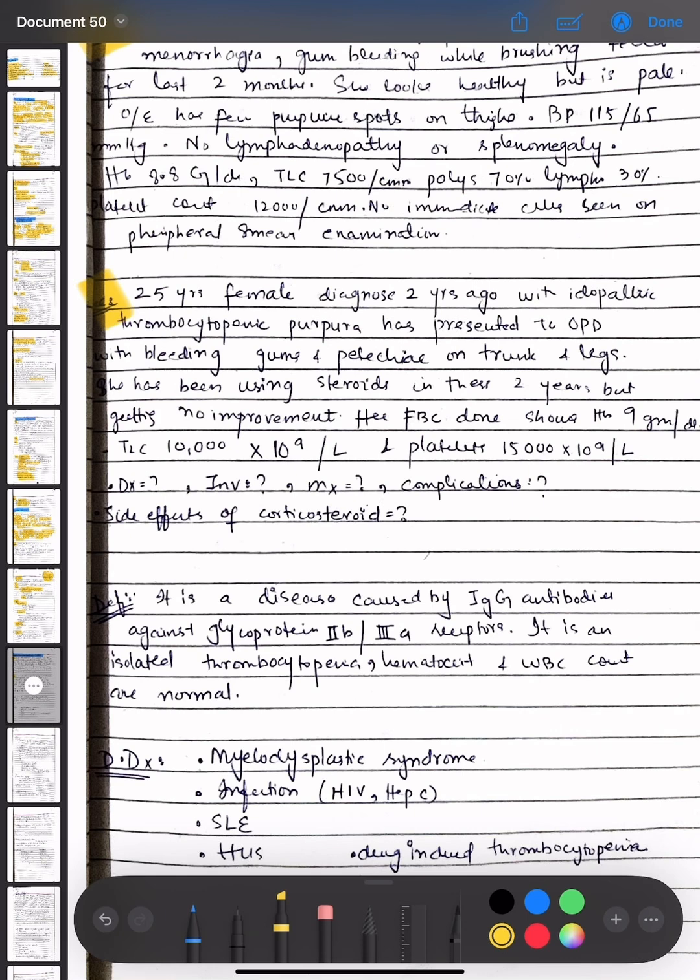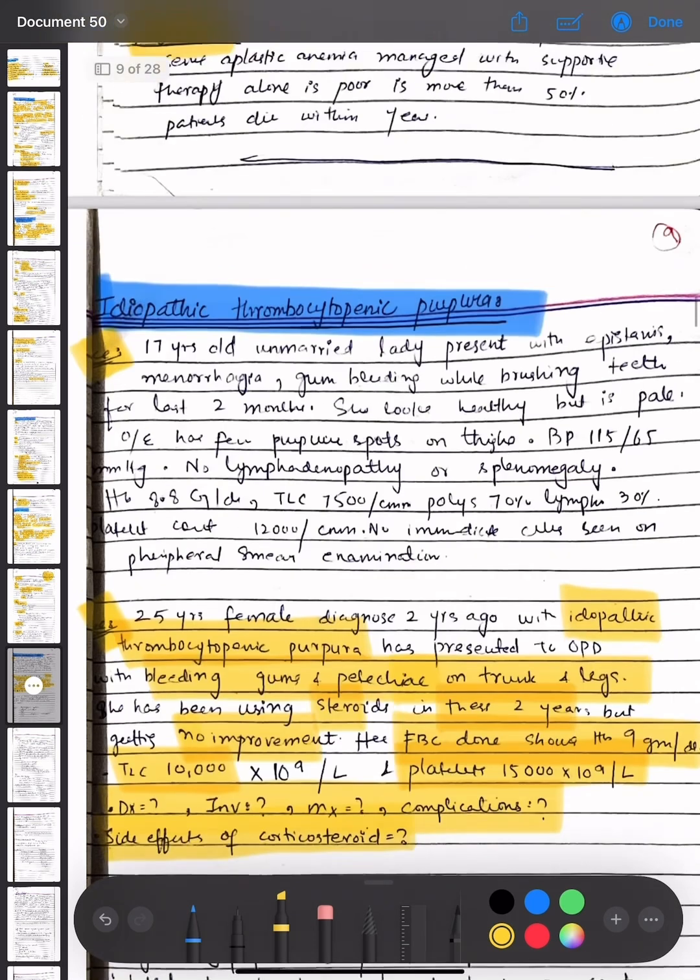She has presented to OPD with bleeding gums and fatigue on trunk and legs. She has been using steroids in these 2 years but getting no improvement. Her CBC done shows the HB 9 gram per dl, TLC 10,000, platelets 15,000, neutrophils to power 9. So the diagnosis, investigation, management, complications, and the side effects of corticosteroid.